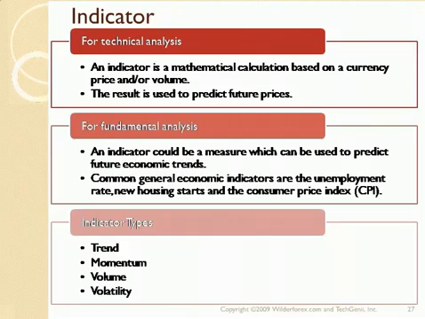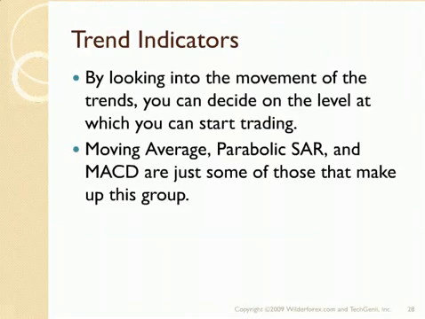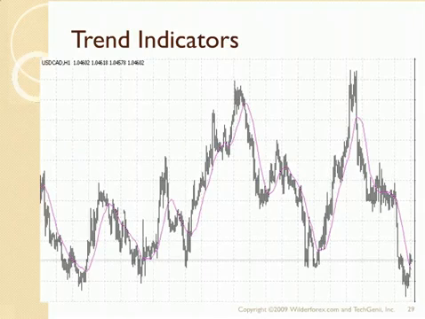There are four indicator types: trend, momentum, volume, and volatility. Trend indicators. By looking into the movement of the trends, you can decide on the level at which you can start trading. Moving average, parabolic SAR, and MACD are just some of those that make up this group. This chart shows the moving average.